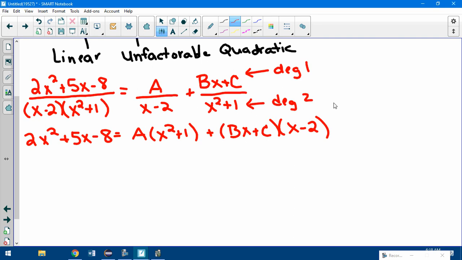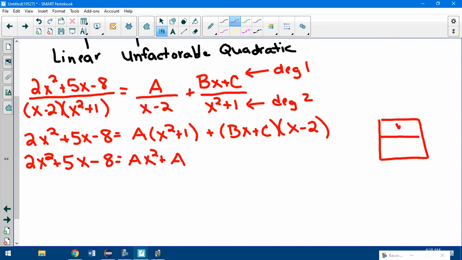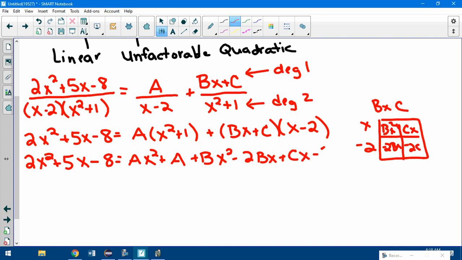Let's actually multiply these out. Okay, so we've got 2x squared plus 5x minus 8. Let's multiply this out. It's ax squared plus a if you distribute. This you can either box or FOIL, whatever you want to do. If you box it out, you'd have bx plus c and x minus 2. This would be bx squared, cx, negative 2bx and negative 2c. So we'll have plus bx squared minus 2bx plus cx minus 2c.